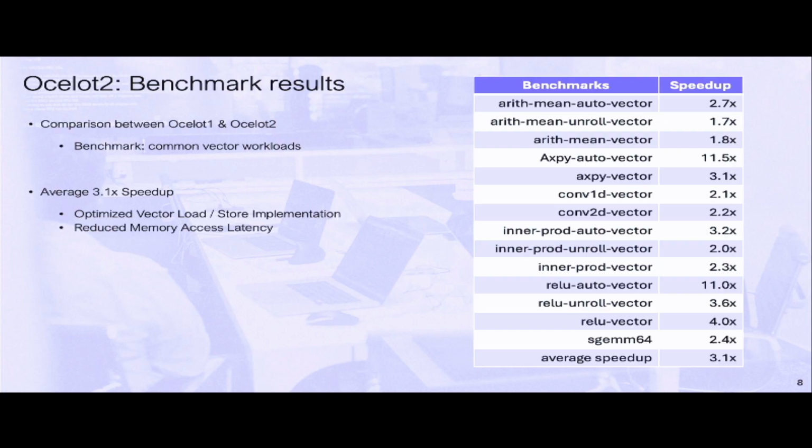To wrap up the technical deep dive, let's take a look at some performance results. On the right, we have a table comparing the performance of Ocelot 2 versus Ocelot 1, across a few representative vector benchmarks, including convolution, inner product, and matrix multiplication. On average, Ocelot 2 achieves a 300% speedup over the earlier version. So where do these gains come from?